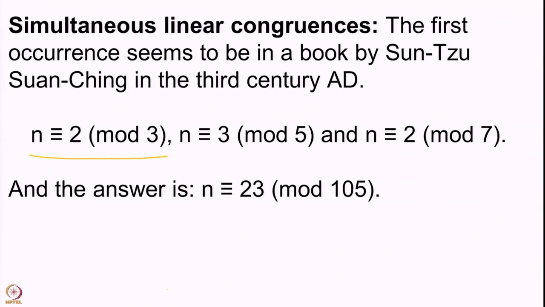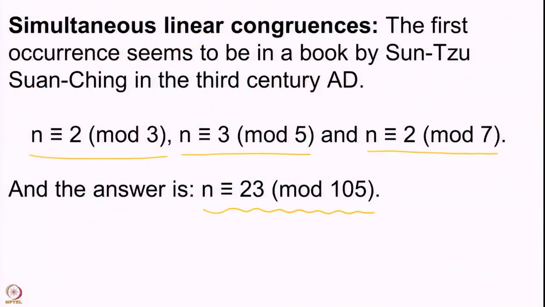So when you take out groups of 3, what is left is 2. It is 3 mod 5, so when you take out groups of 5, what is left is 3, and finally it is 2 mod 7. We solved this in the last lecture and observed that the solution is 23. You can of course add 105 to it, so 128 is also a solution.